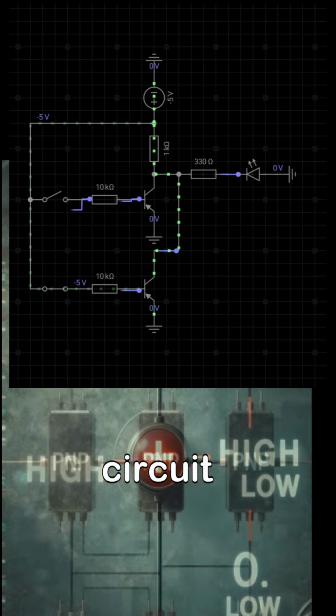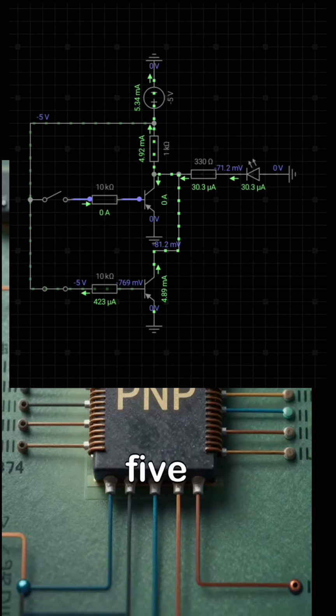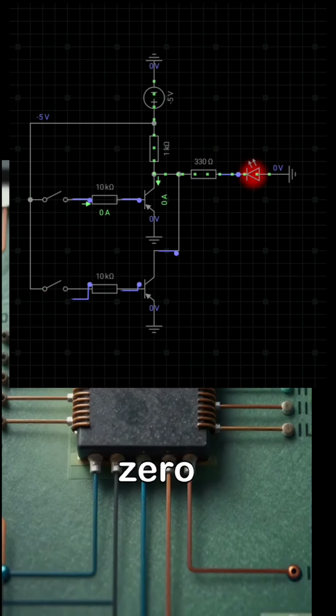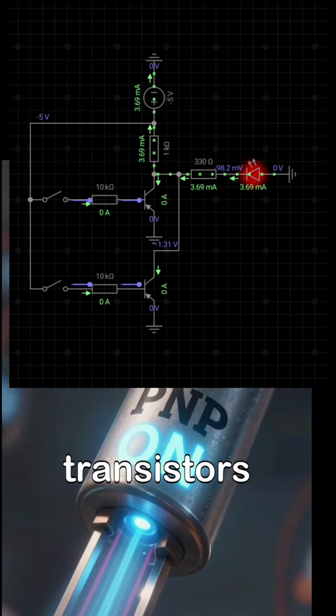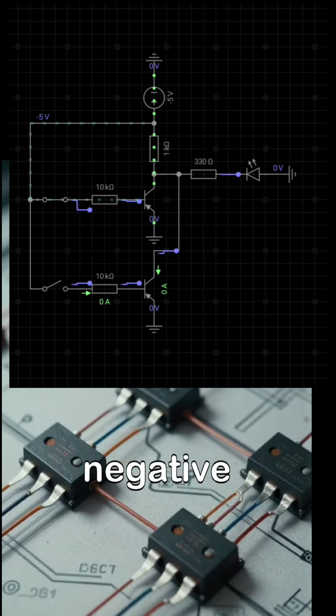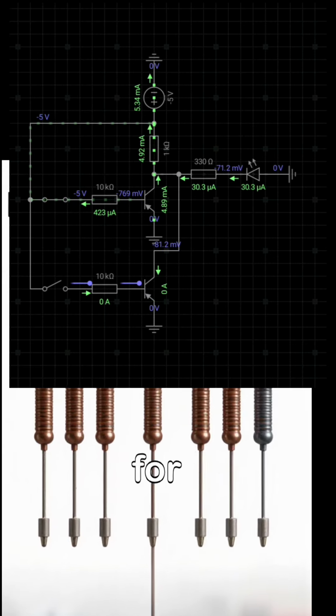This circuit uses negative logic. Here, -5 volts represents logic high, and 0 volts represents logic low. This is common when using PNP transistors. Ground is 0 volts, and the negative supply provides the operating voltage for the circuit.